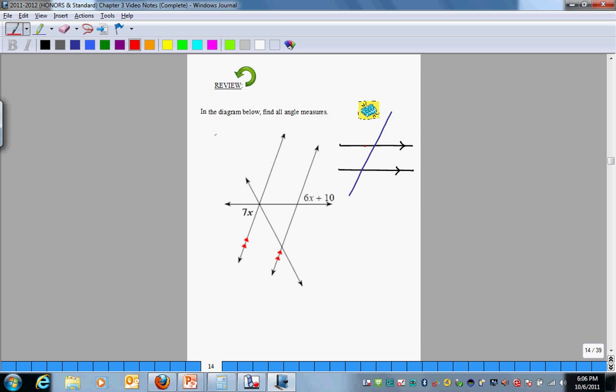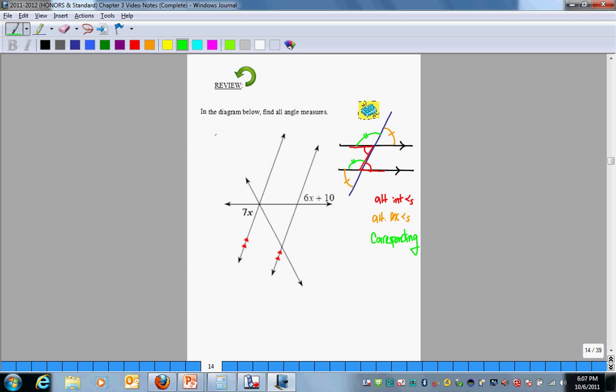The first one, and most important, are alternate interior angles: opposite sides of the stir stick, but between the lines. Those are congruent. Next one, alternate exterior angles: opposite sides of the stir stick, outside of the lines. And the last, one's in, one's out, same side. Those are called corresponding. In all three circumstances, those angles are congruent.